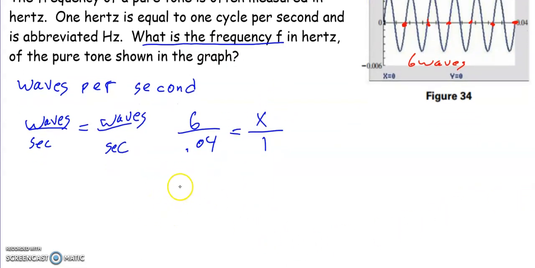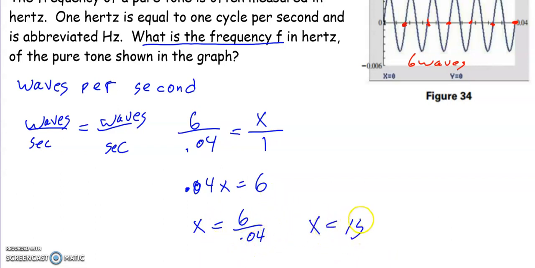So let's cross multiply. Since I have a fraction equaling a fraction, I'm going to cross multiply. 0.04x equals 6. Divide both sides by 0.04, so I'm going to get 6 over 0.04. So how many groups of 0.04 can I get out of 6? And that answer is 150. So what is my frequency? Our frequency is 150 hertz. Boom. That was easy enough.